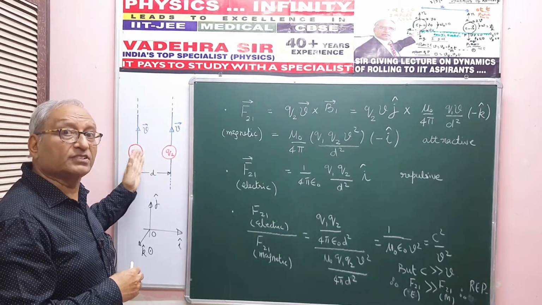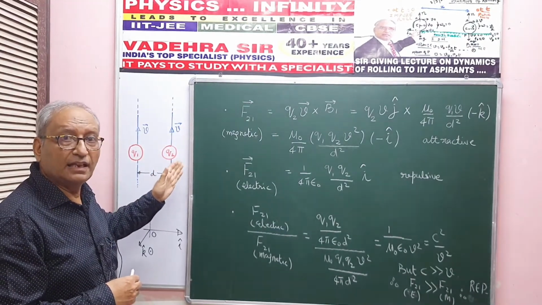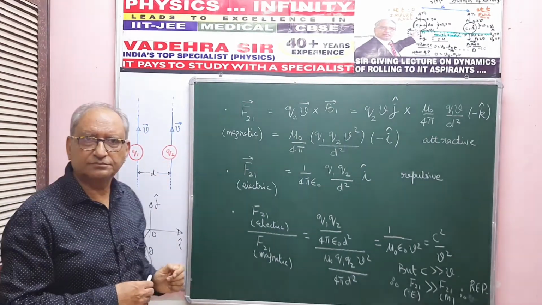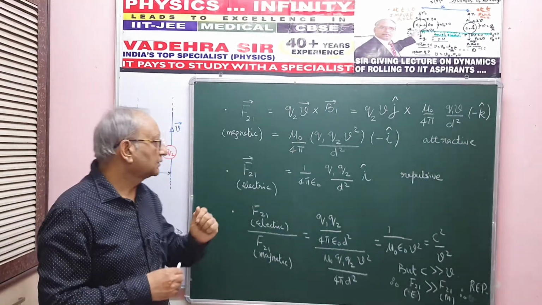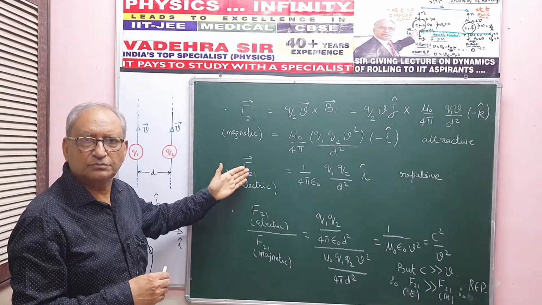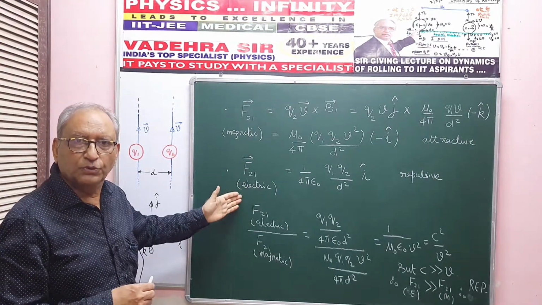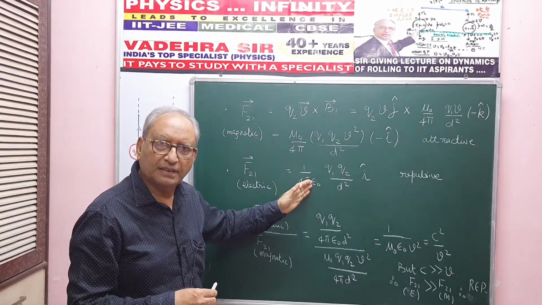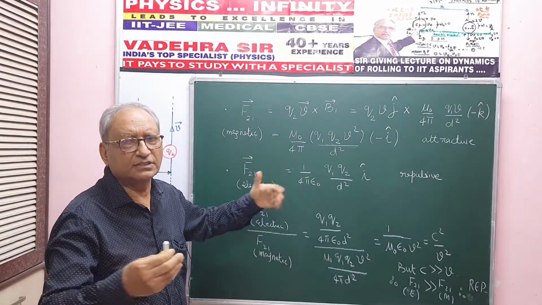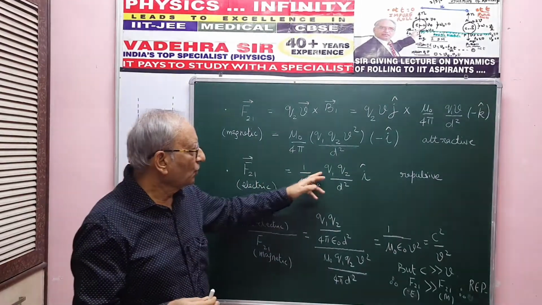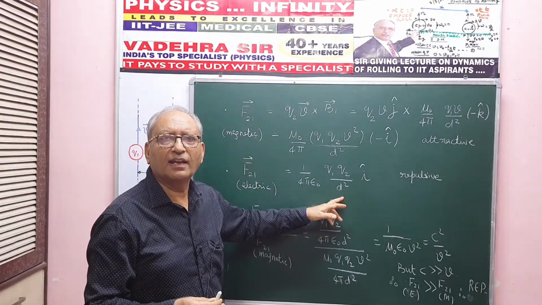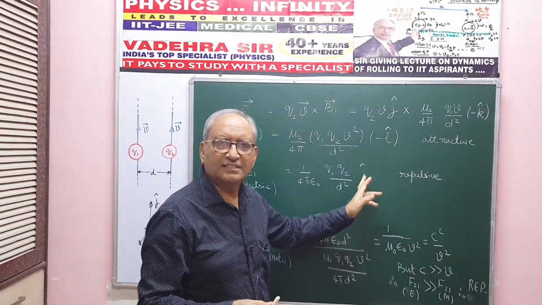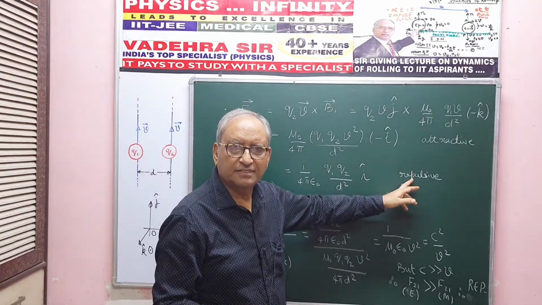Keep it. Now don't forget that there is also q1 which is creating an electric field at the site of q2, which is d away from there. Let's work out the electrical force on q2 due to q1. It is 1 by 4 pi epsilon naught, Coulombic repulsion, q1 q2 upon d square i cap. This was minus i cap, this is i cap. So this is repulsive.